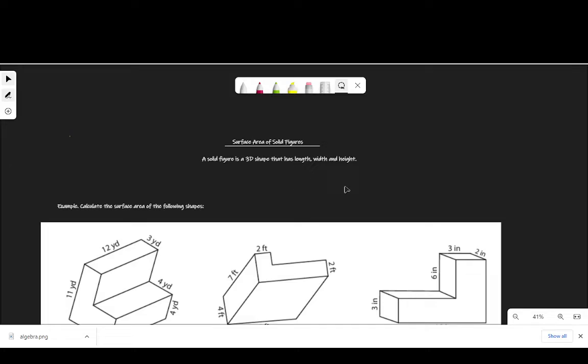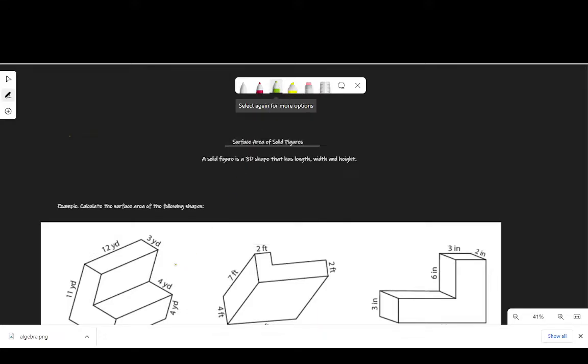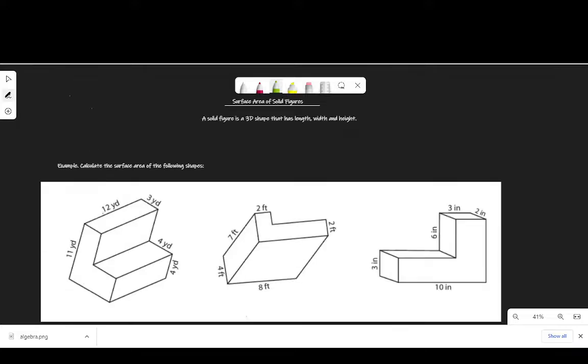In this lesson, we'll be looking at surface area of solid figures. A solid figure is a 3D shape that has length, width, and height. We have some examples of solid figures right here. So we're going to learn how to calculate the surface areas of figures like this. Let me label them. Let me call this one A, I call this B, and I call this C.